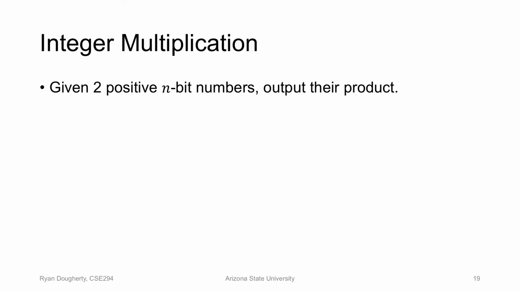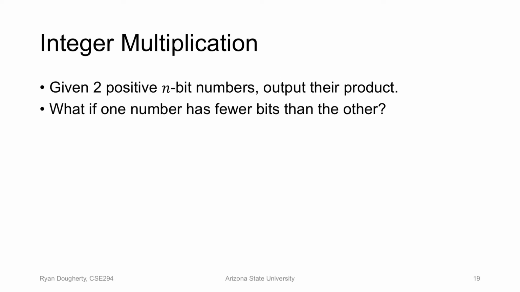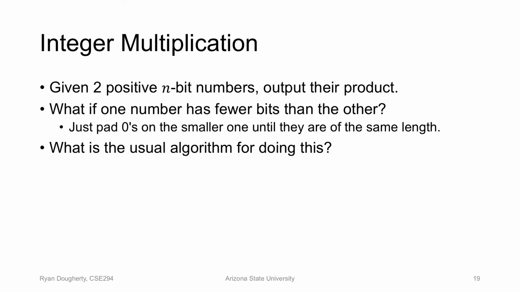What if I had, say, an n-bit number and a really small number? I said I have two positive n-bit numbers, but this one is much smaller. What can I do? I could just prepend zeros until they're both n bits. So I really can just generalize this to say two n-bit numbers. If one was 10 bits and the other was 5, I can just prepend 5 zeros on the smaller one, so they're both 10 bits. If one has fewer bits, just pad zeros.